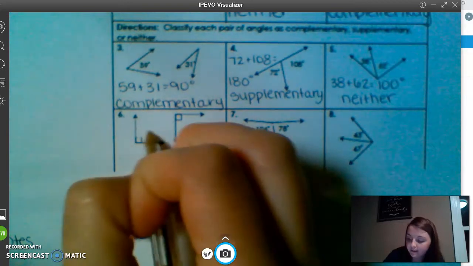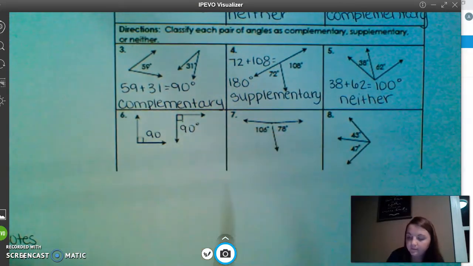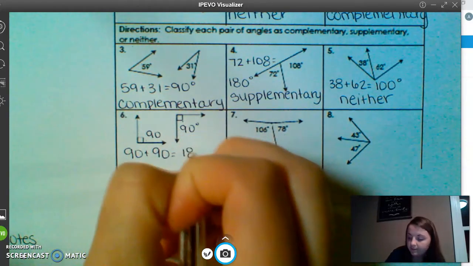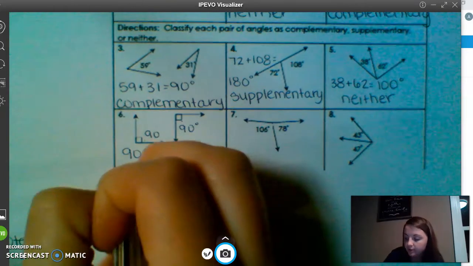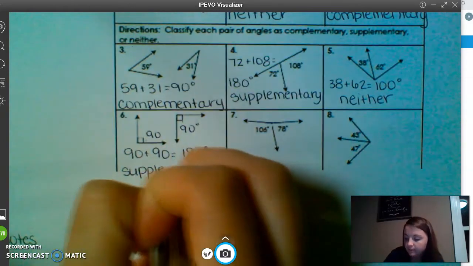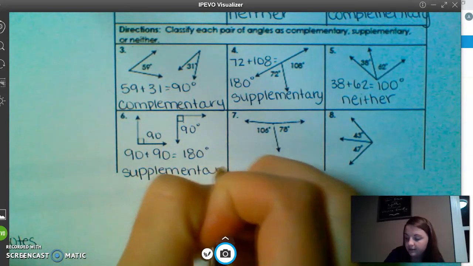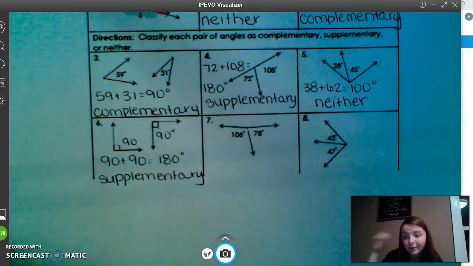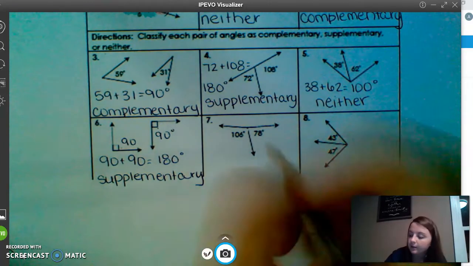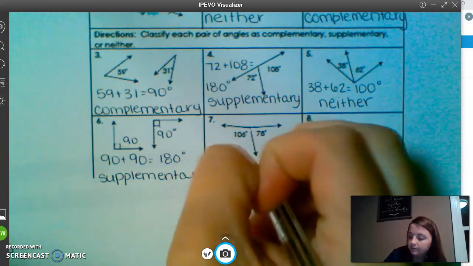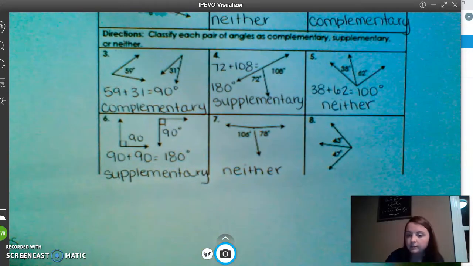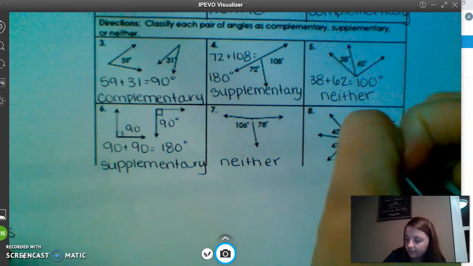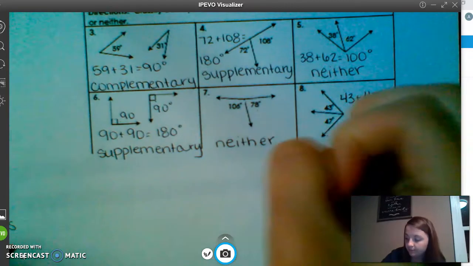Remember, this marker means 90. This means 90. And 90 plus 90 is 180. So those are supplementary. Number 7, 106 plus 78. I already know by thinking about those numbers, they're not going to equal 180. So it's neither. 43 plus 47. Well, 43 plus 47 is 90. 90 degrees means complementary.